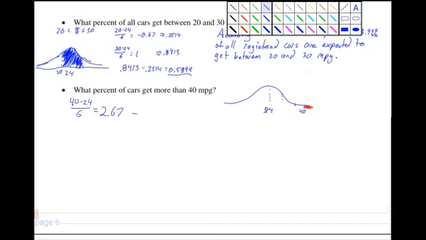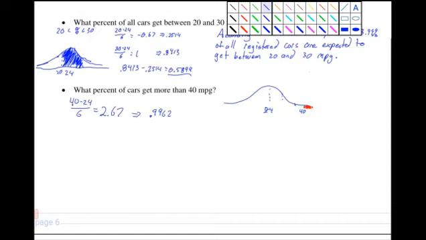Looking at our z-table, this becomes 0.9962. Okay, so we're saying that 99.62% of all cars get more than 40 miles per gallon? That doesn't make any sense. Keep in mind what the z-scores tell us. The z-score always tells us the area to the left of a value. So over here on my picture, it's all this area that's in green. It's telling us all of that. The red is just the leftover portion.